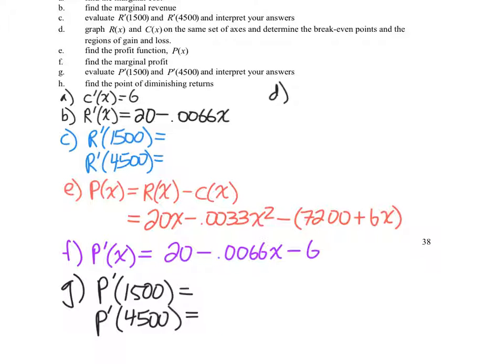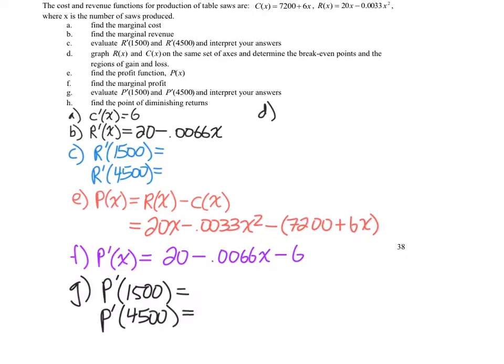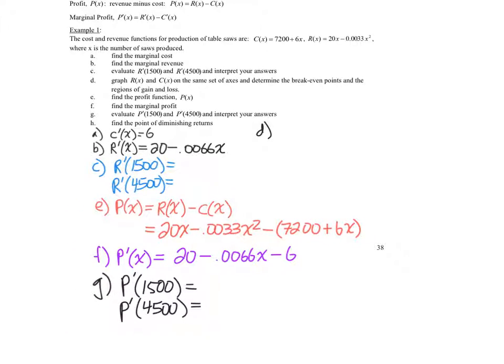I guess I could just read it off of there, but I want to see the actual problem. All right, so we have cost, we have revenue. Now, in this process, I need to find R prime of 1500 and R prime of 4500. They don't really tell me to do anything with the cost function aside from helping me to find profit. So let me just pop in the revenue function, 20x minus 0.0033x to the second power.